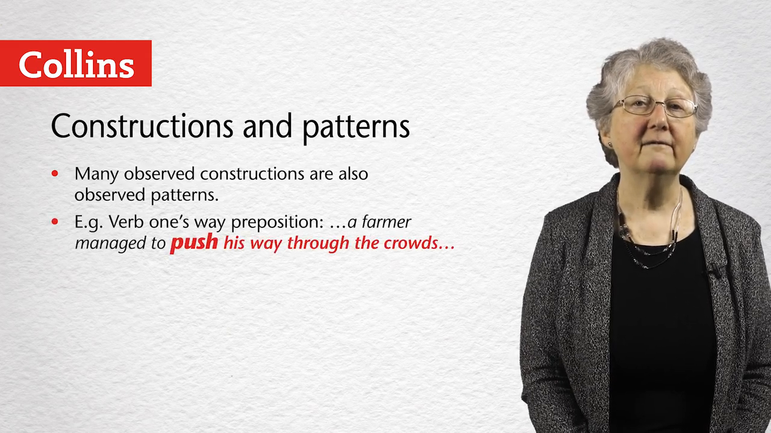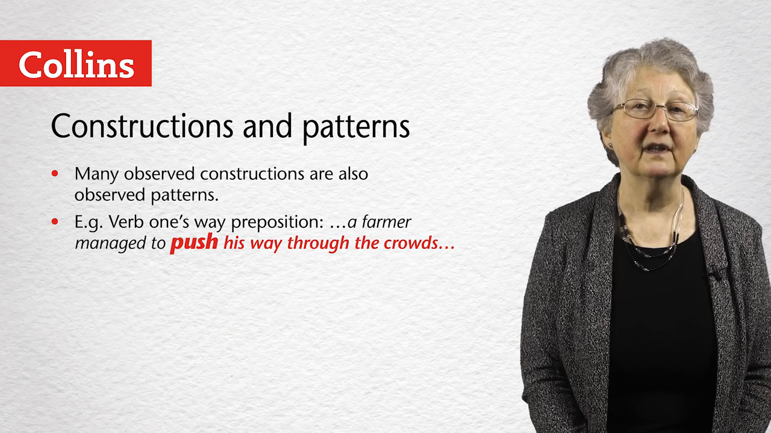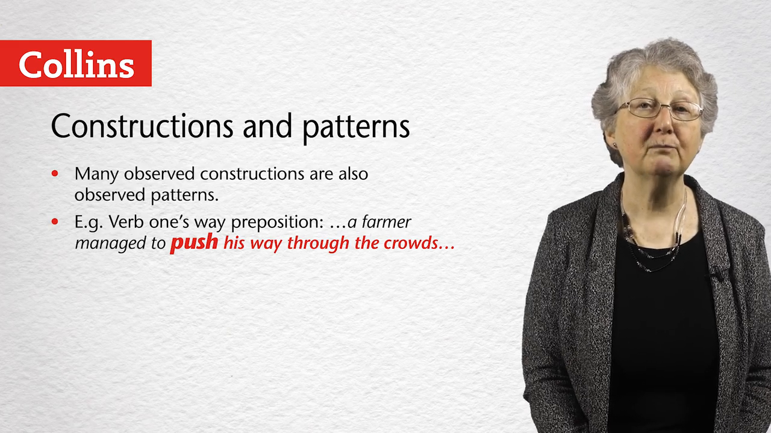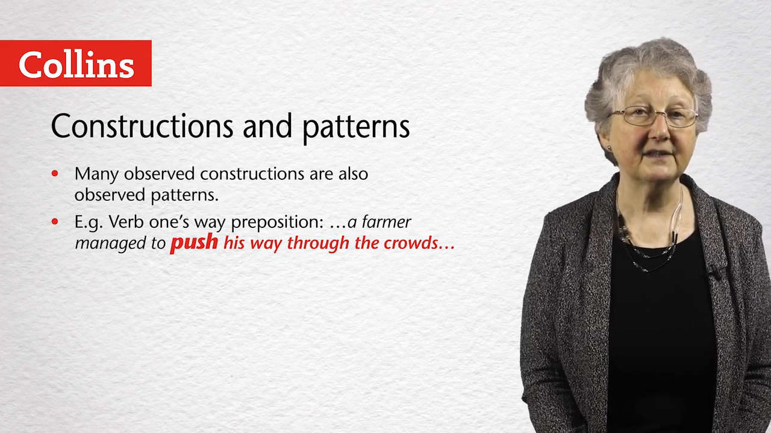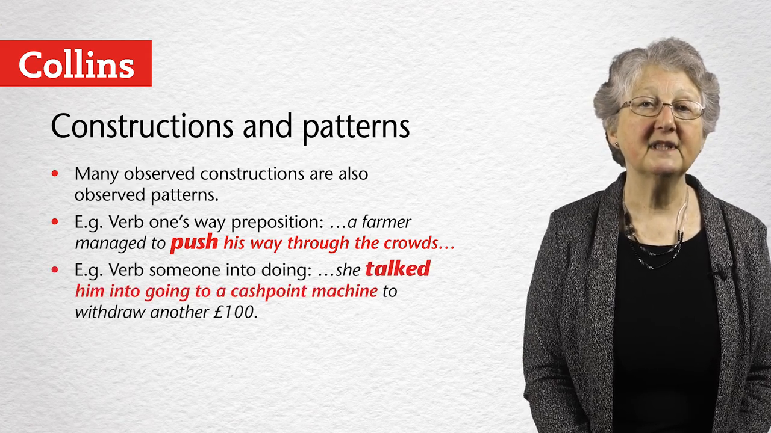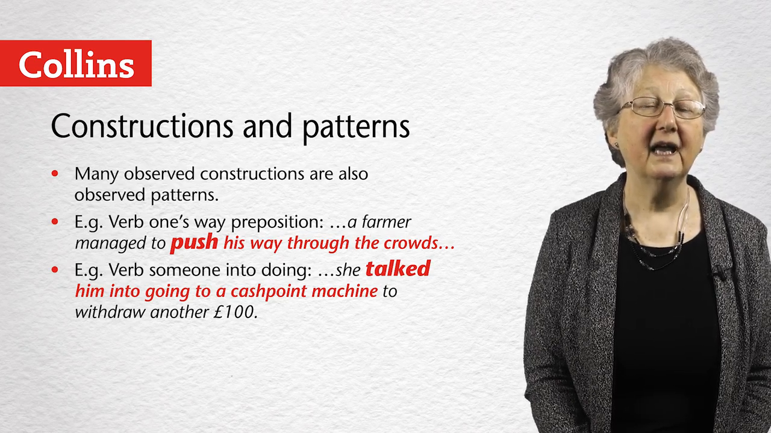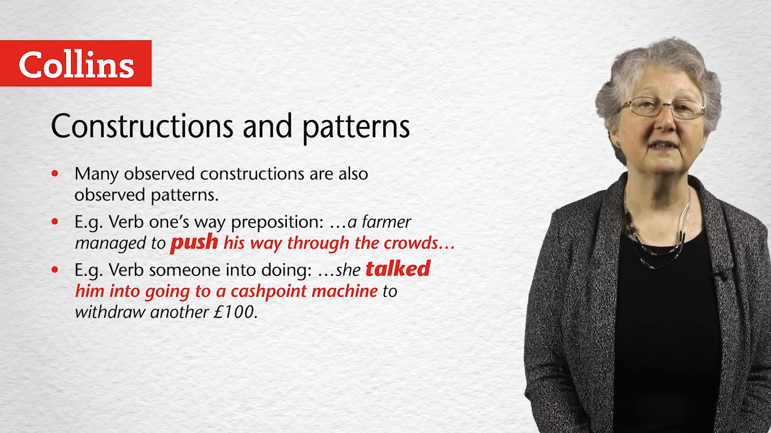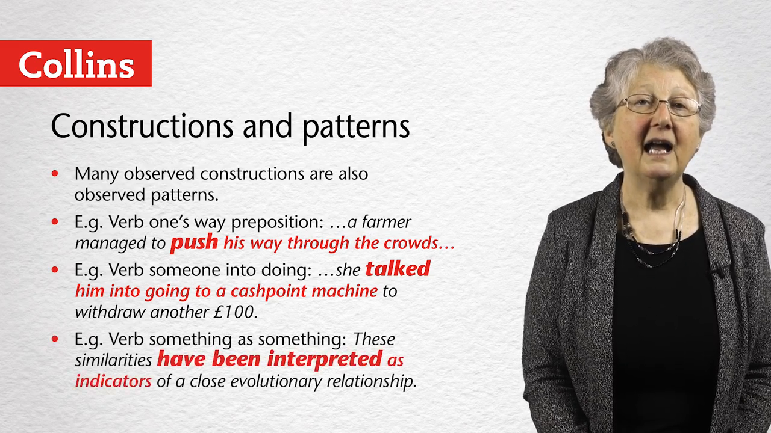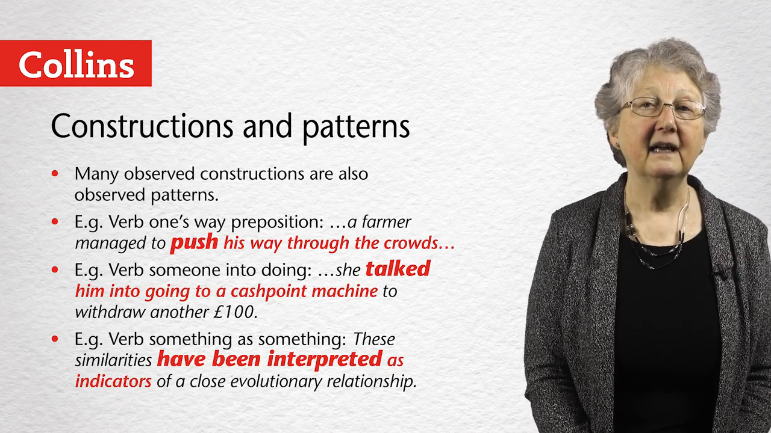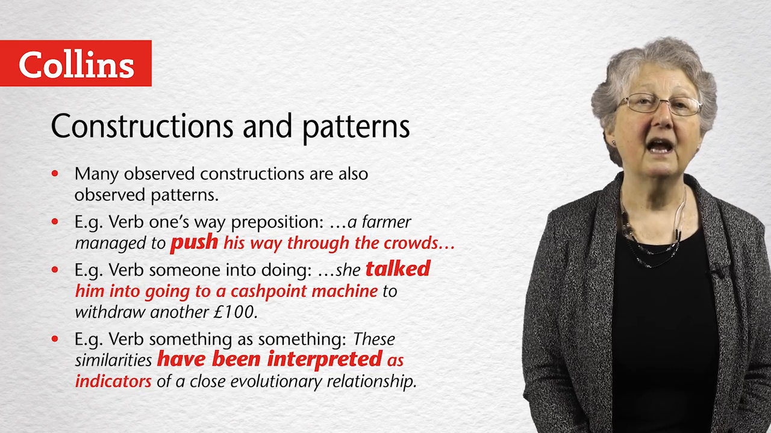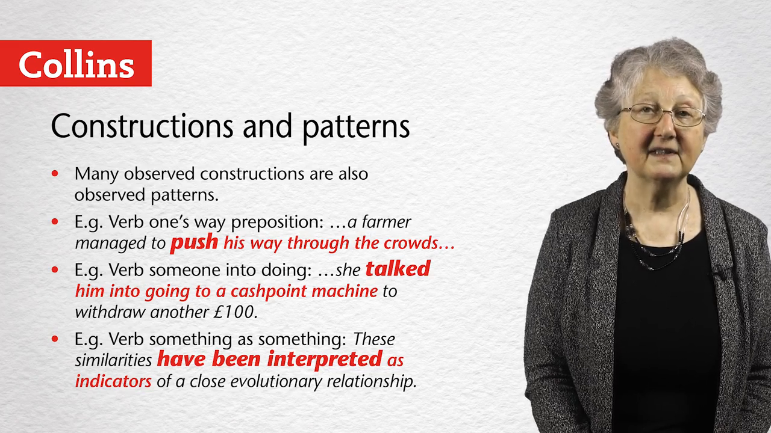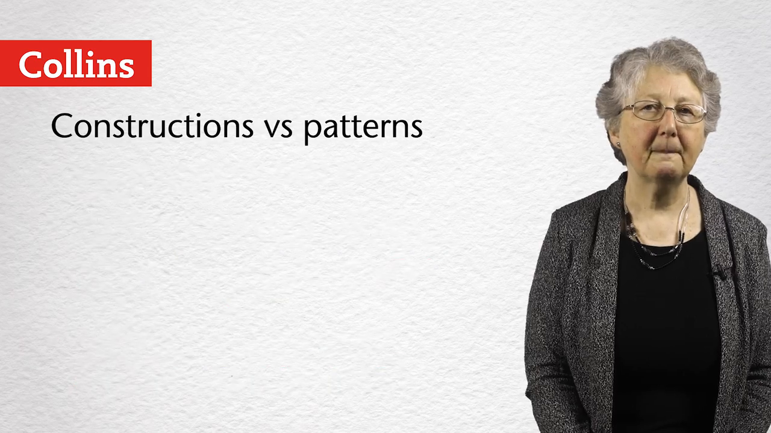If we compare constructions and patterns, we notice that many observed constructions are also observed patterns. For example, verb one's way preposition, such as "a farmer managed to push his way through the crowds," is described as a construction and as a pattern. Verb someone into doing something, "she talked him into going to a cash point machine," is described both as a pattern and a construction. And verb something as something has been described as a pattern and as a construction.